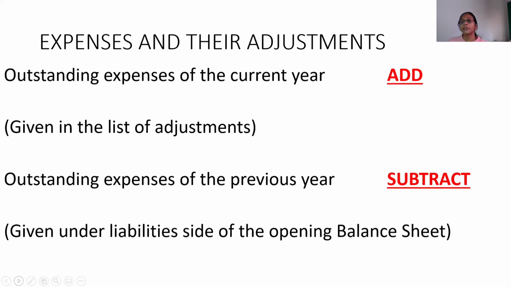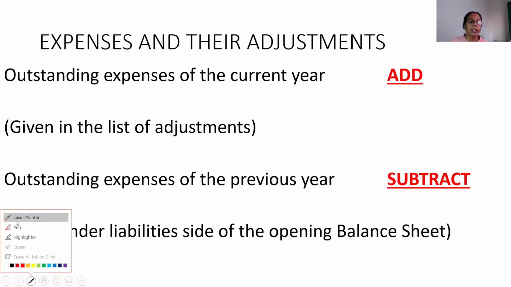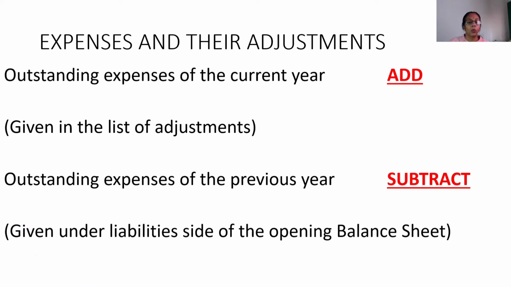In case there is an outstanding expense mentioned in the list of adjustments, then this should be added to the expenses. Similarly, when the outstanding expenses are given in your previous balance sheet, that is your question balance sheet, in that case, that needs to be subtracted from the total expense that is being given. See, I'll just show you why. The reason is also quite specific.